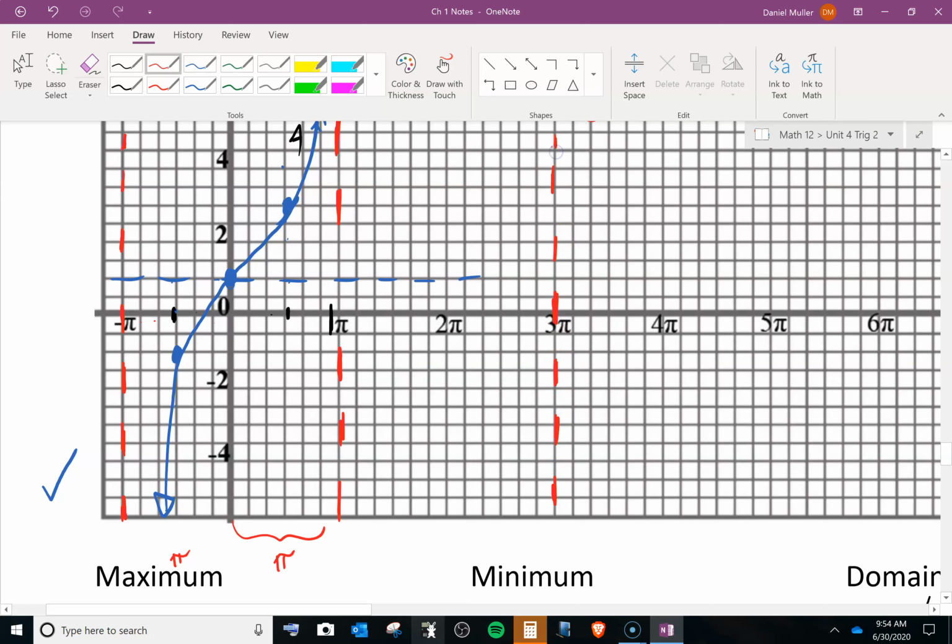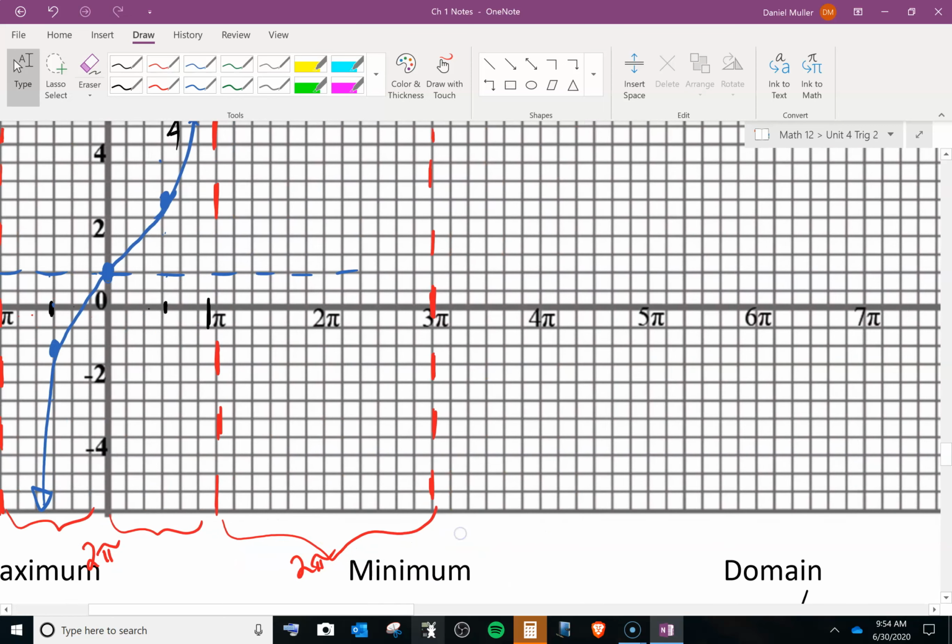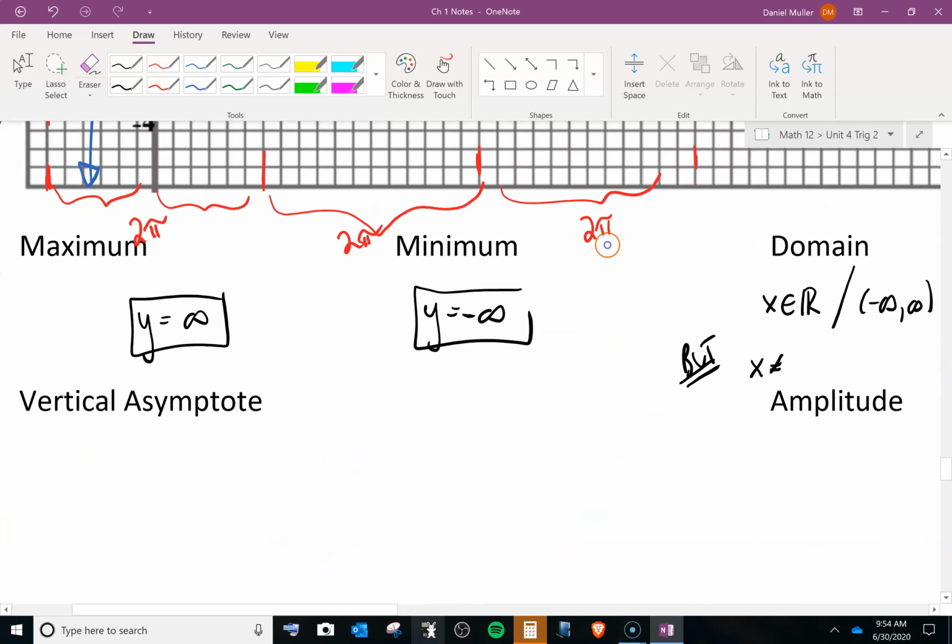And then that would give us, remember, because this distance was pi and pi, therefore that's a total distance of 2 pi between the asymptotes. So this distance would be 2 pi. And then you do it again here at 5, because that distance is 2 pi. So every time you have 2 pi, that's what the period is.